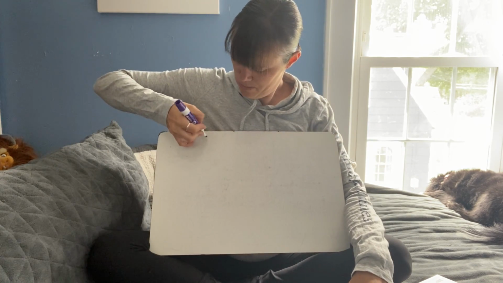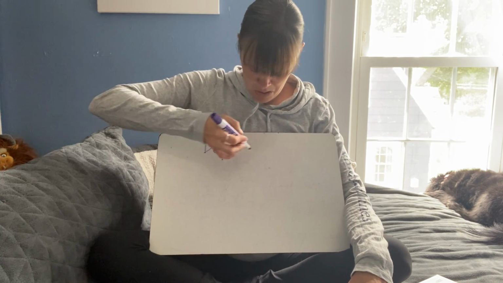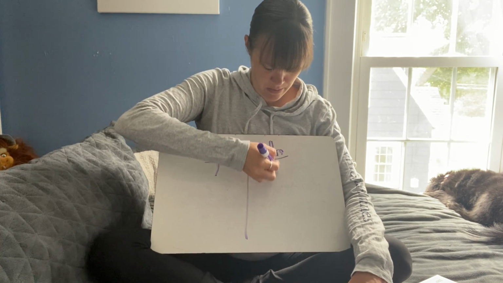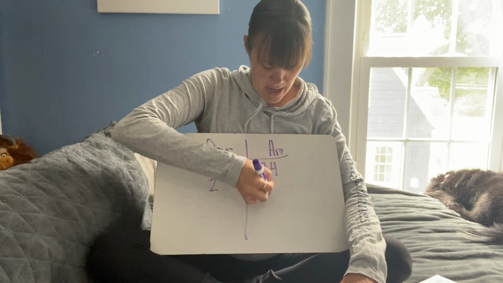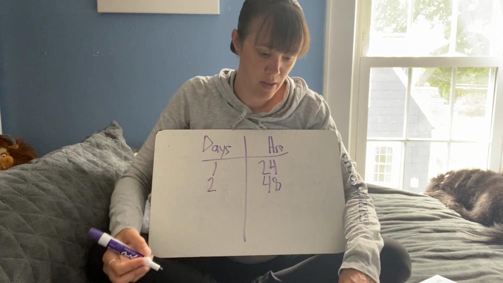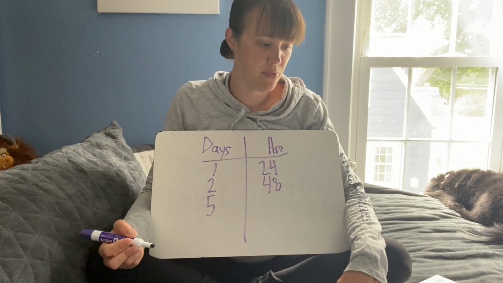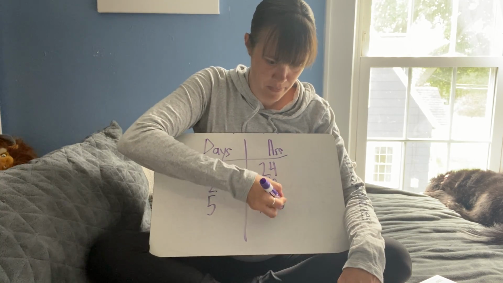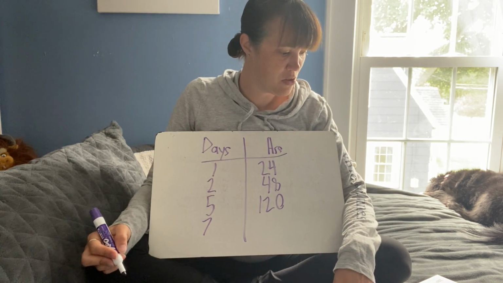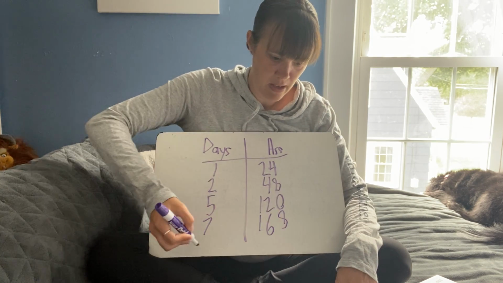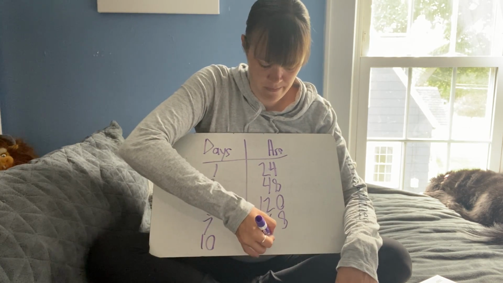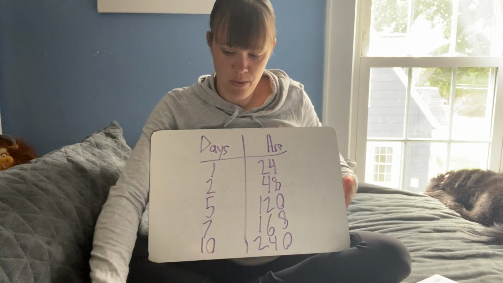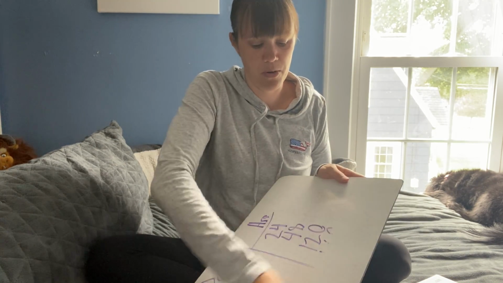Okay, days to hours. Days, hours. All right, 1 day has 24 hours. 2 days has 48 hours, so I'm multiplying by 24. 5 days, so you can do 24 times 5, or we can just look on our chart. Let's look on our chart. What is it? It's 120. 7, look on your chart. It's 168. And 10, 240. There we go. All right, so multiply by 24. Make sure you write that.